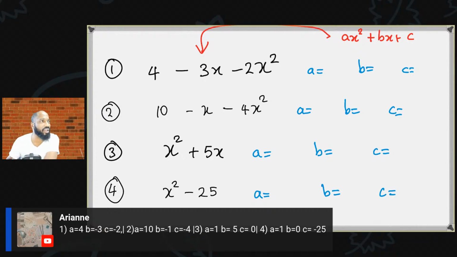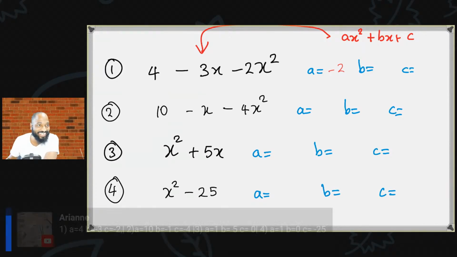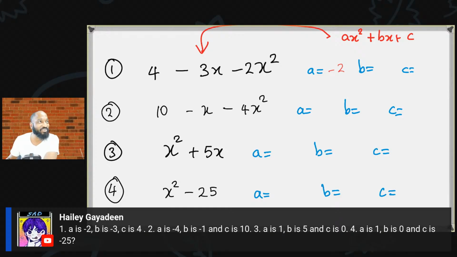So let's check Ariane. Does she have that for the first one? No, she doesn't, so I will have to take that off my screen. Let me try Haley. Right, so A is actually -2. Y'all understand that A is -2?